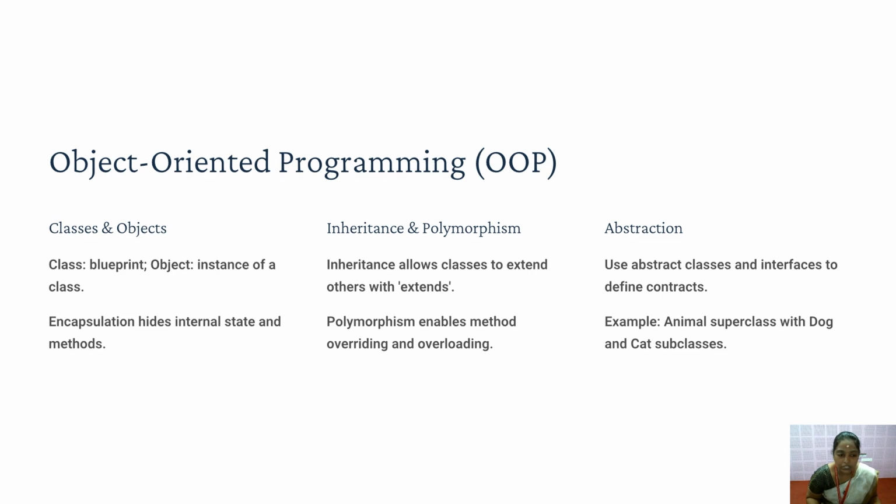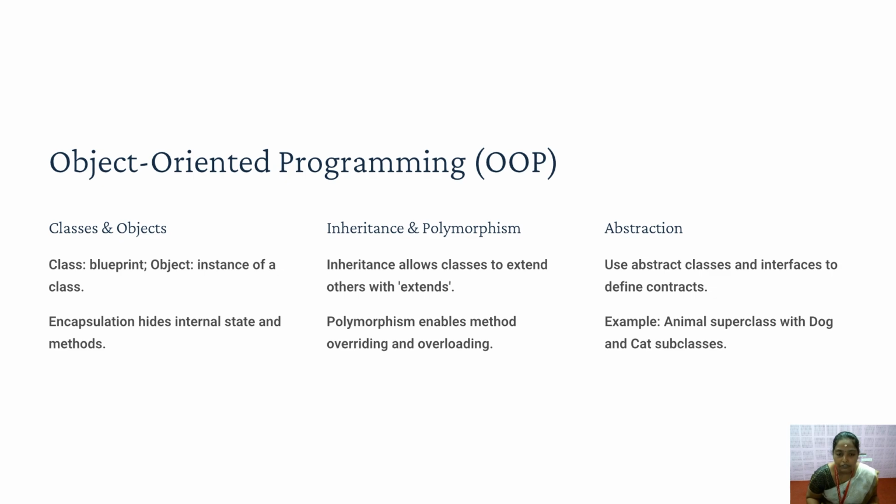Encapsulation. Encapsulation means hiding the internal states and methods. That means the background operations. For example, in a phone, we see the display and the movies which are running, but we don't know the background operations which make them run. This is known as encapsulation.